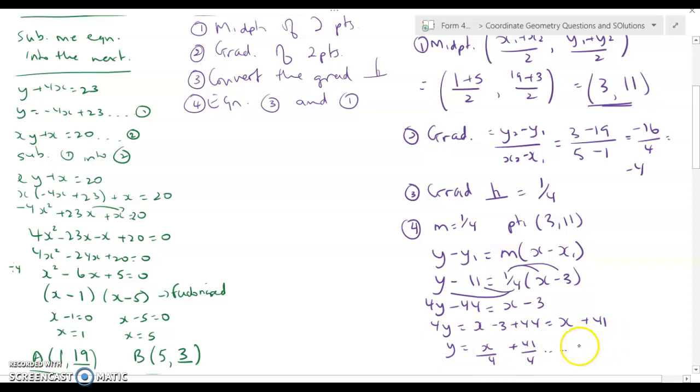So that, everybody, is the equation of the perpendicular bisector of AB. Hope you understand. Let me know if you don't.